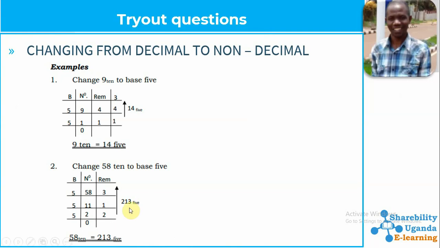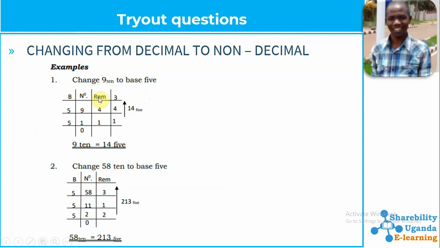So this is an example which is given: change 9 base 10 to base 5. So this is now in base 10, and they want us to change it to base 5. Then what we do, we have to arrange our number here, which is given. This is the number, and then this is the base.